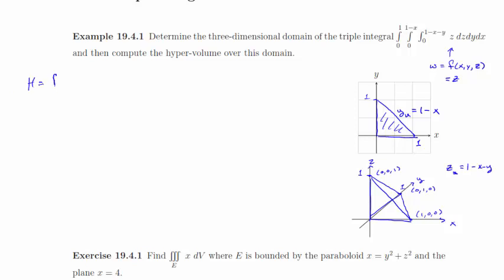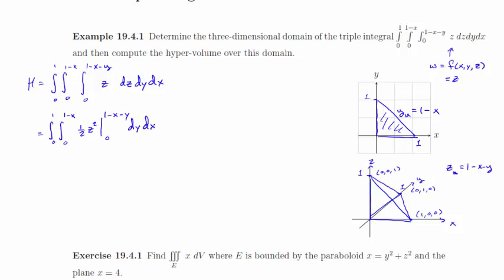h, is going to equal the triple integral from 0 to 1 of the integral from 0 to 1 minus x of the integral from 0 to 1 minus x minus y of z, dz, dy, dx. So we get the integral from 0 to 1, the integral from 0 to 1 minus x of 1/2 z squared evaluated from 0 to 1 minus x minus y, dy, dx. So we'll see how quickly this gets a little gross here. I'm going to pull the 1/2 in front of everything.